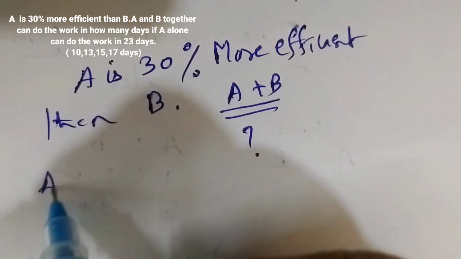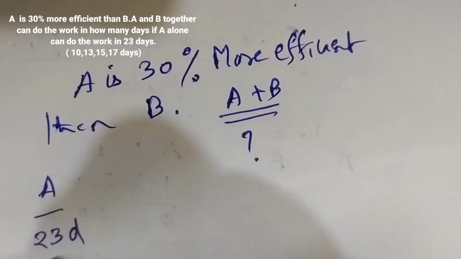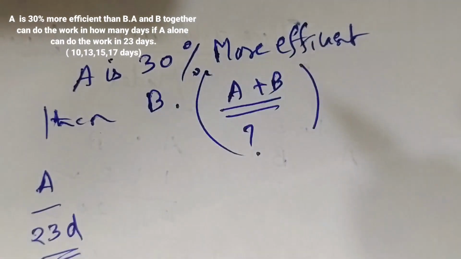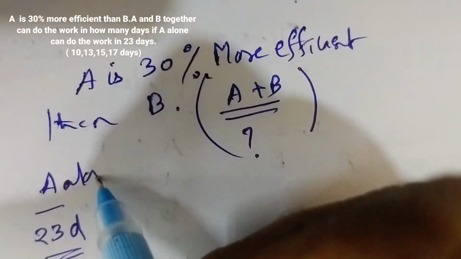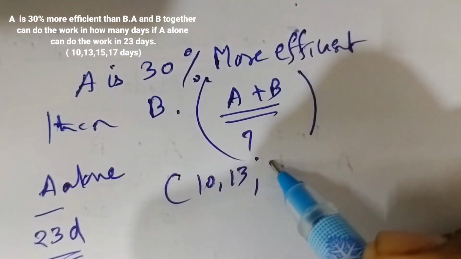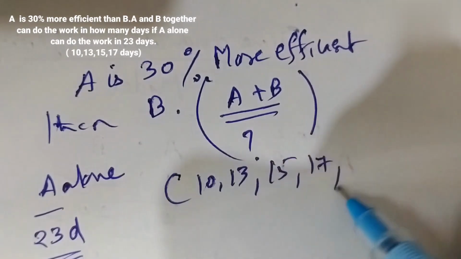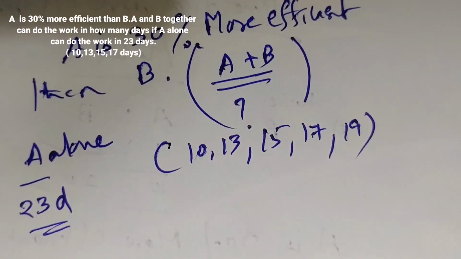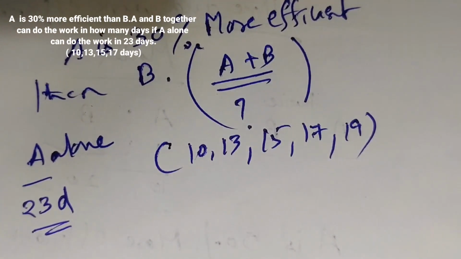A alone can do the job in 23 days. This is the question given. A is 30% more efficient than B. A and B together will do the job in how many days? A alone can do the work in 23 days. Options are 10, 13, 15, 17, 19. So dear students, I am going to give the answer here approximately.